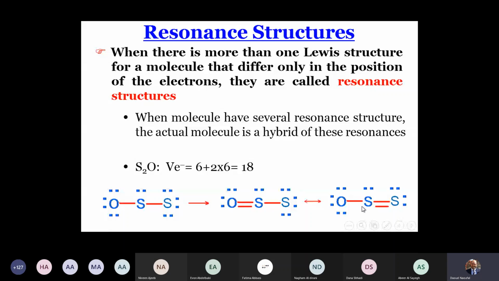If we look at these 2 structures, they have the same total valence electrons, 18. They have the same order of atoms, O, S, S. What is the difference? They differ in the distribution of the total valence electrons. In the first, we put 4 electrons between O and S. In the second, we put 4 electrons, I mean a double bond, between S and S. So these 2 structures are called resonance, and in the resonance structures, we use the double arrow in order to describe the resonance.